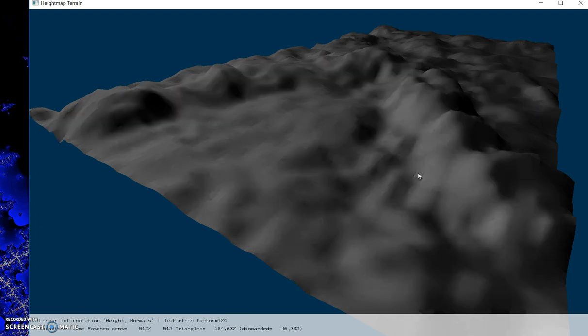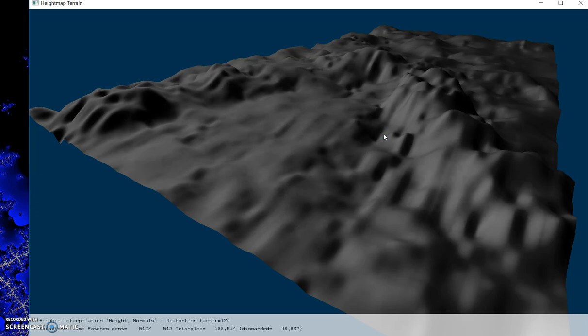We can change the mode and switch to a linear interpolation for both height and normal, and you see you get smoother results, and you don't have those visual artifacts anymore. And we have finally the bicubic interpolation mode for both height and normal, which uses a degree 3 polynomial surface to interpolate the sample points of the map.